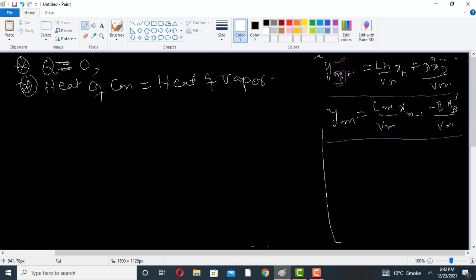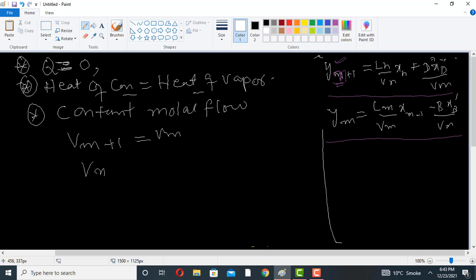So when the less volatile component condenses to liquid from the vapor state, the heat released during this condensation will be equal to the heat absorbed by the liquid of the less volatile component to form the vapor. So the heat of condensation will be equal to the heat of vaporization. This is the second assumption. And the third assumption is constant molar flow. Constant molar flow means that Vn plus 1 will be equal to Vn. Similarly, Ln minus 1 will be equal to Ln, and this will be equal to Lb or Xb.